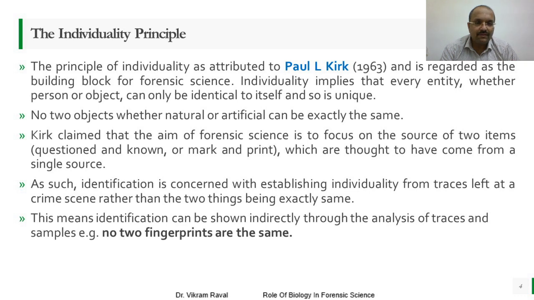No two objects, whether they are natural or artificial, can be exactly the same. Kirk also claimed that the main aim of forensic science is to focus on the source of two items, questioned and known, or the mark and the print, which are thought to have come from a single source. As such, identification is also concerned with establishing individuality from traces that are left at a crime scene, rather than the two things being exactly the same. This means that identification can be shown indirectly through the analysis of various traces and samples.